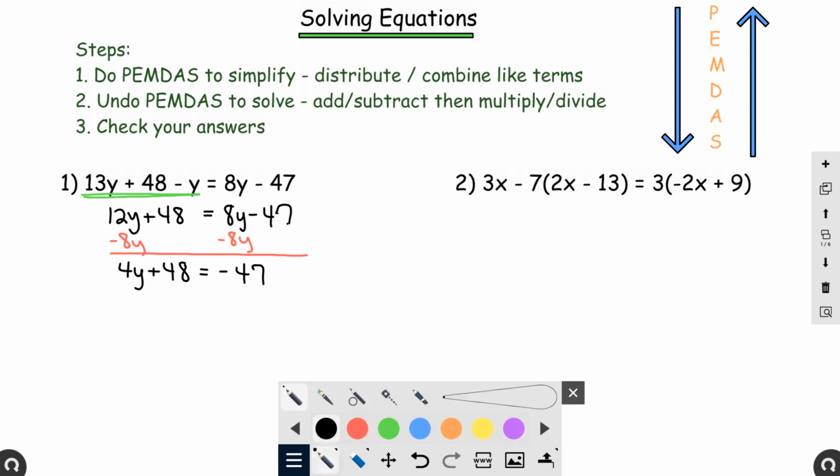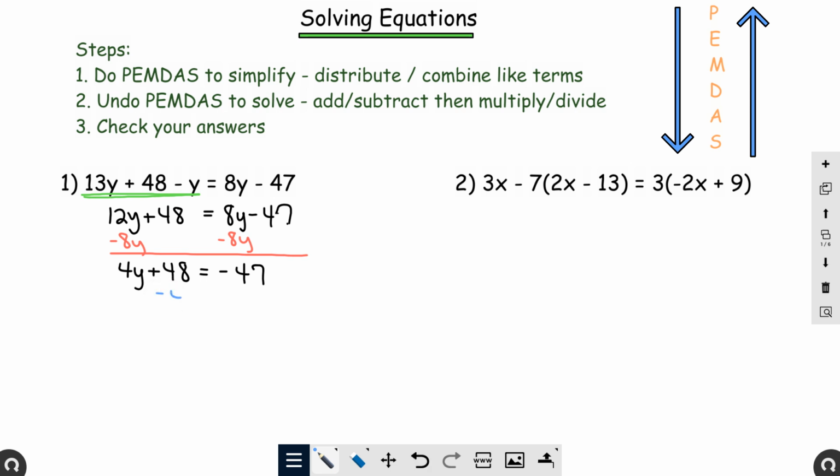All right, what's the next step? Minus the 48. We're still going to get those like terms together. These are called our constant terms because they don't have a variable with them. So we're going to minus 48 on both sides. Now grab those handy dandy calculators or dust those cobwebs off the brain. What's negative 47 minus 48? Negative 95 is correct.